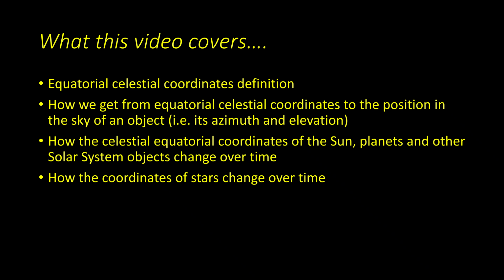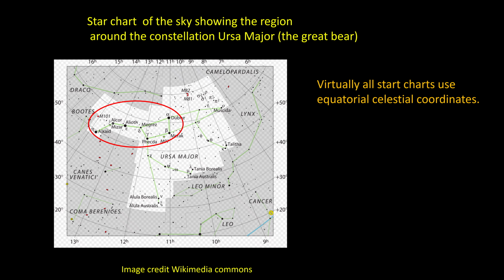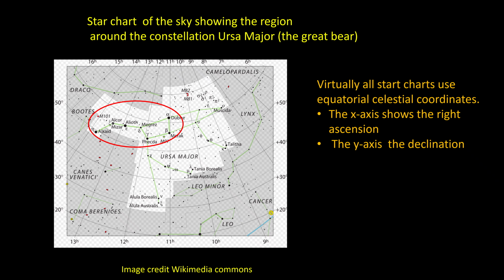These are the standard coordinates used on star charts, found both in books and on the internet. For example, here shows the area of sky around the constellation Ursa Major, the Great Bear. The 7 stars, which I've circled in red, form an asterism called the Plough or the Big Dipper.